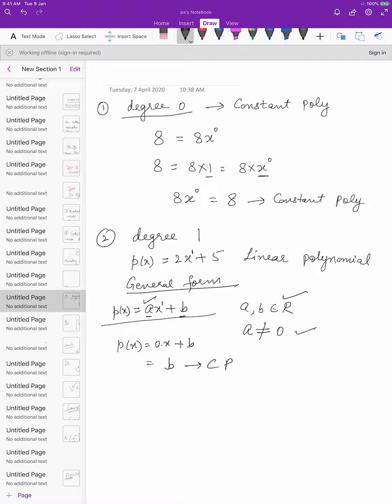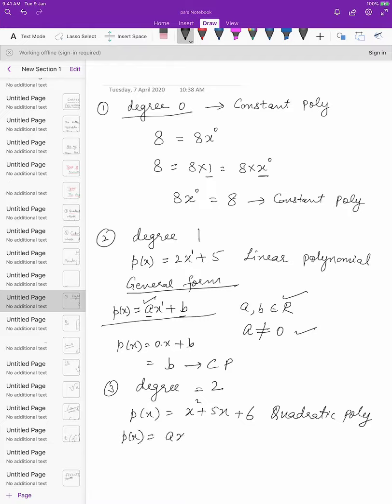Third is, if I say the degree of a polynomial is equal to 2, then what do we call it? Suppose I say x square plus 5x plus 6. This is known as a quadratic polynomial. Again, if I want to write down the general form of this quadratic polynomial, I will write it as ax square plus bx plus c, where what are a, b and c?